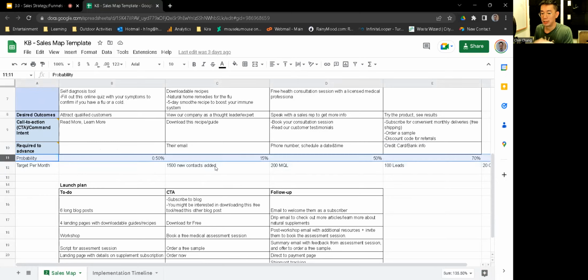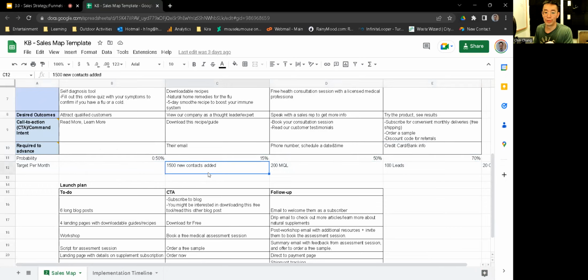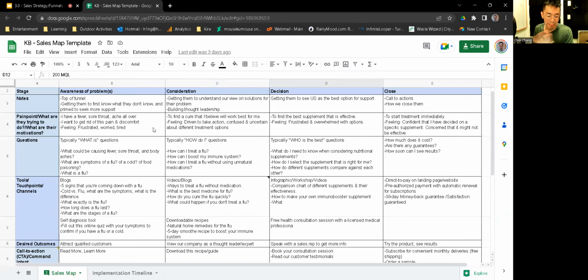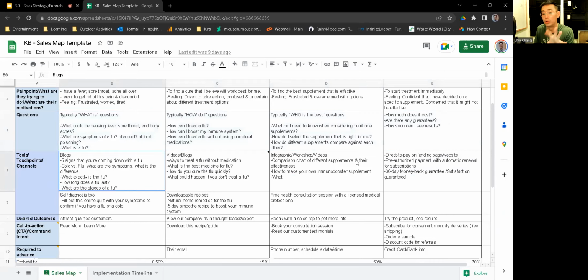So these numbers here are just pure examples. They are not matching. But let's say you know that your conversion is 15% over here, then you know that, oh, I need X amount of contacts. And from there, that will result in X many people coming into the decision stage. Make sense? So once you've mapped this out, once you've created this template with an understanding of what your customers' questions are, what you can do to answer those questions, what kind of channels, what assets.